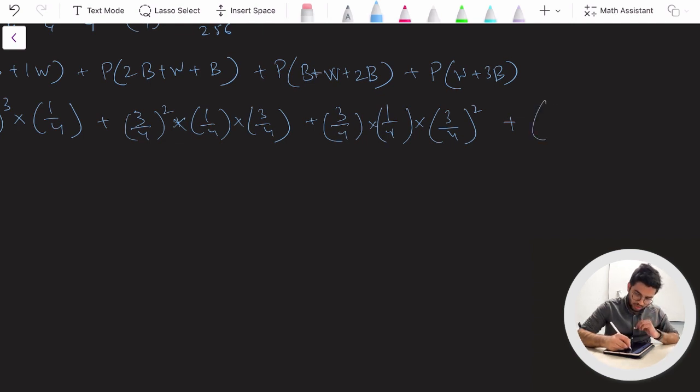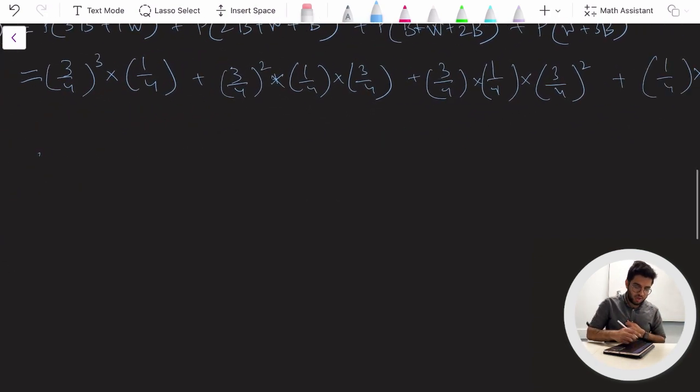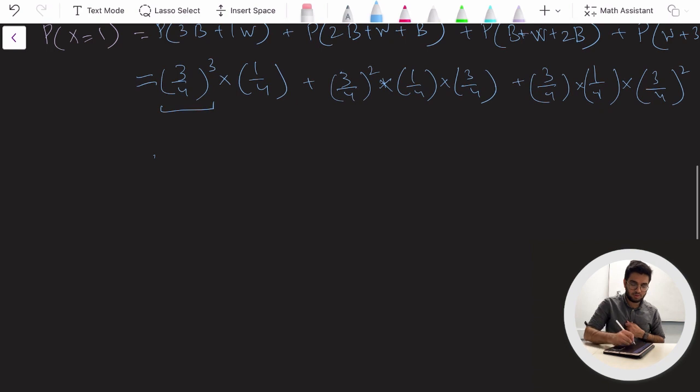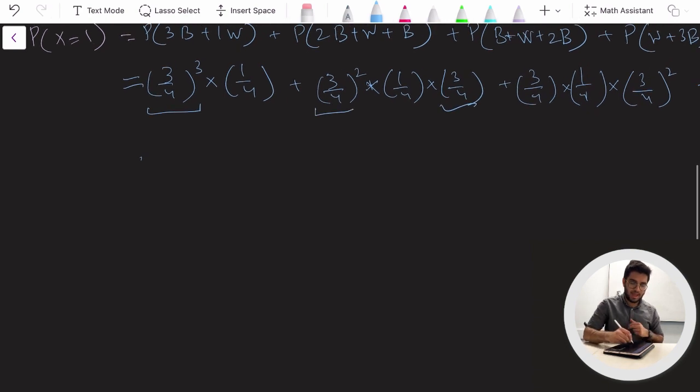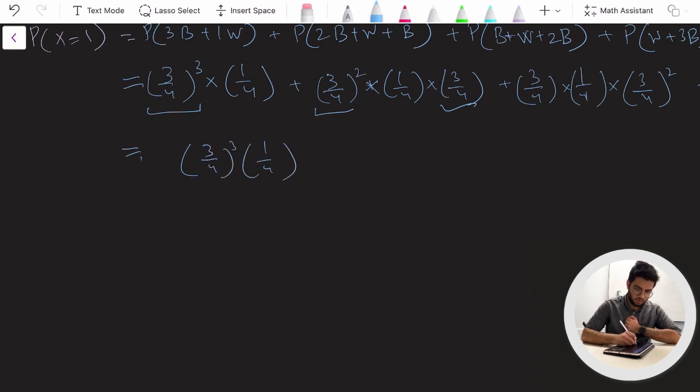But for now, it's 1 on 4 times 3 on 4, all to the power of 3. Now, if you notice, there's always 3 3-on-4s and 1 1-on-4. So you can generalize that to 3 on 4 cubed times 1 on 4, times 4, okay?